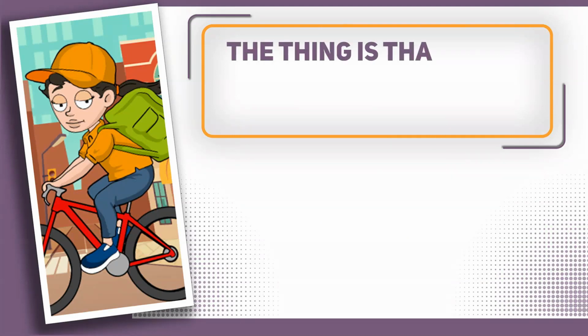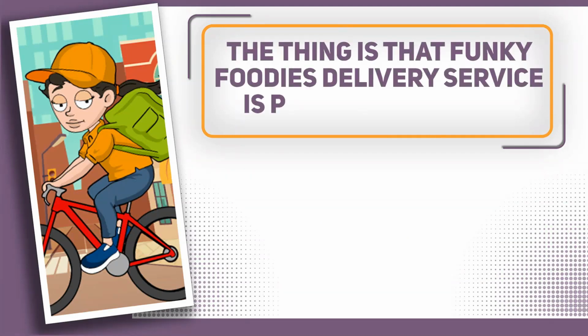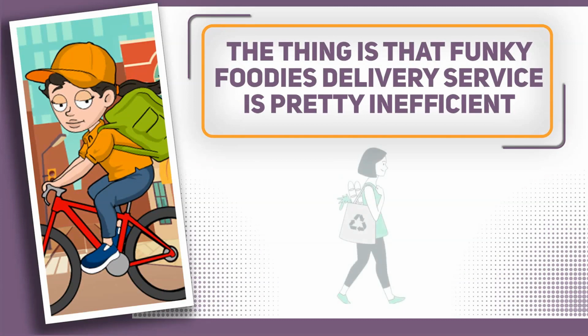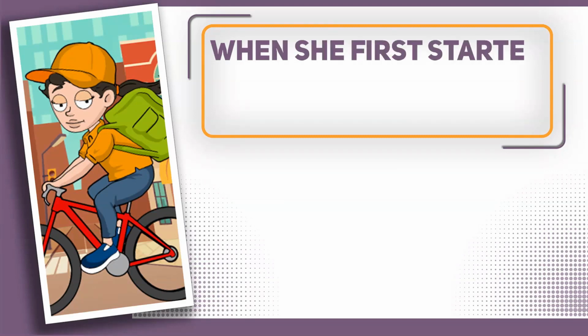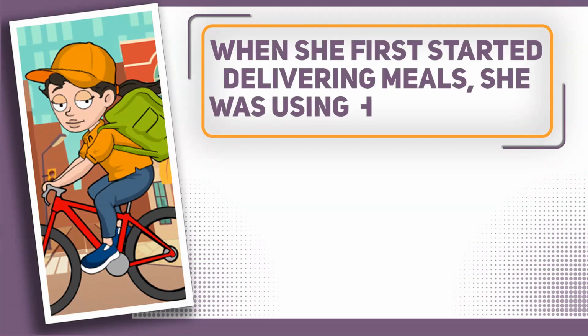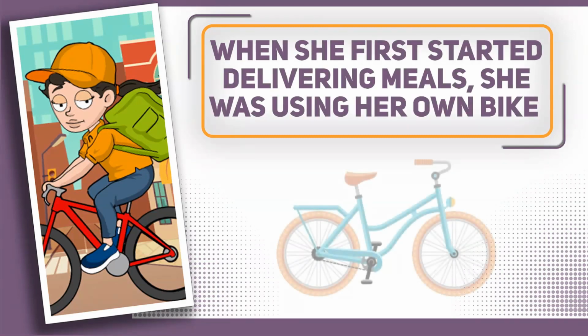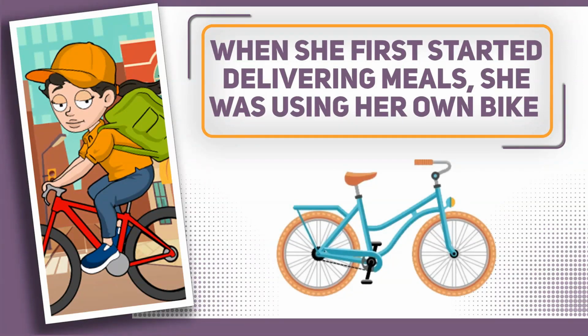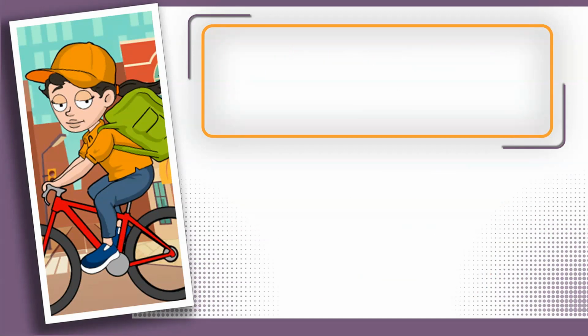The thing is that Funky Foodies' delivery service is pretty inefficient. It's not just me that says that, but Clarissa would also agree. When she first started delivering meals, she was using her own bike. She'd had it for years, but it only just did the job. The other delivery riders were also using their own bikes, and often at least one of them would experience a puncture or lose a chain.